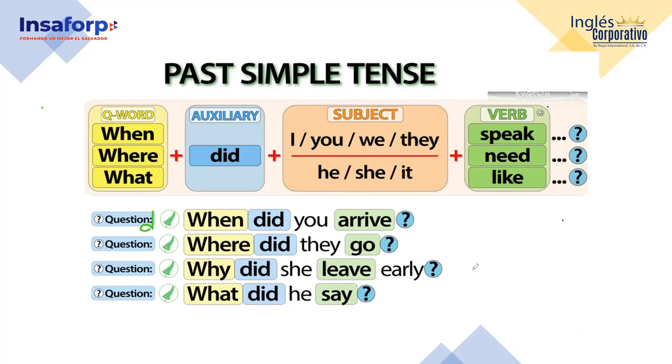Good. Then we have the third one. Why did she leave early? Let's create a context. For one reason, a job meeting. Because of a job meeting, right?